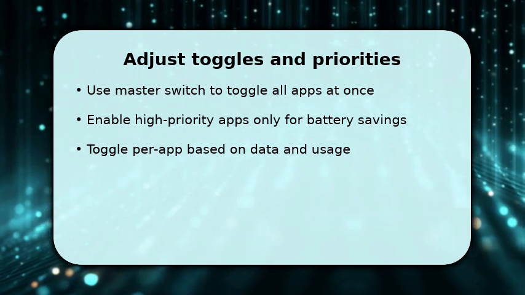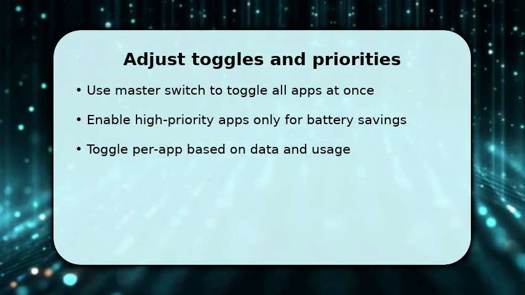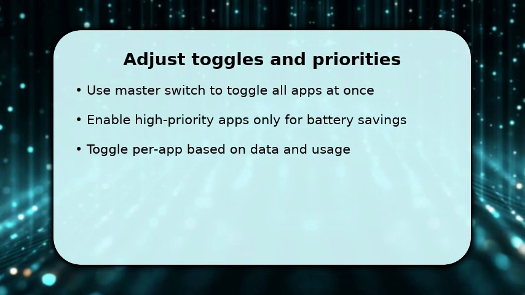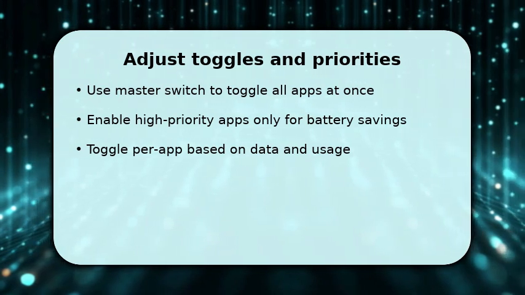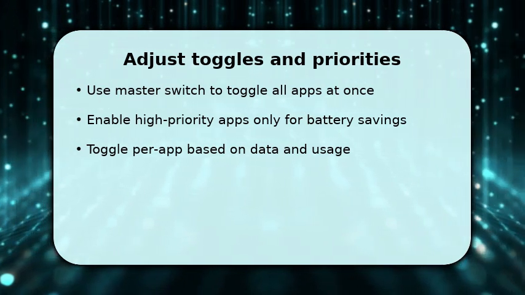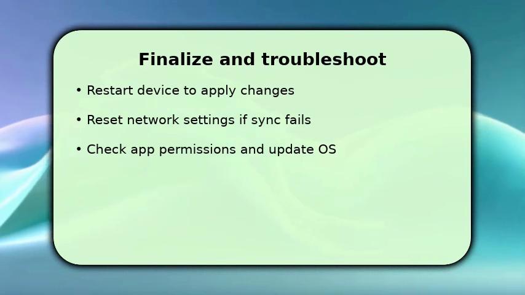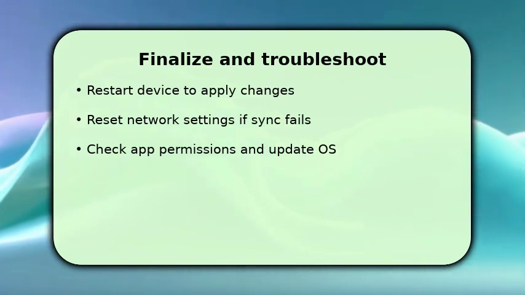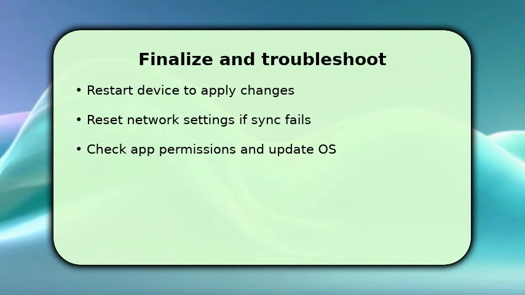Once done, double-check that critical apps remain enabled, because selective enabling preserves performance without losing important background functionality. Finish by restarting your device so system services pick up the new settings and background tasks restart cleanly.